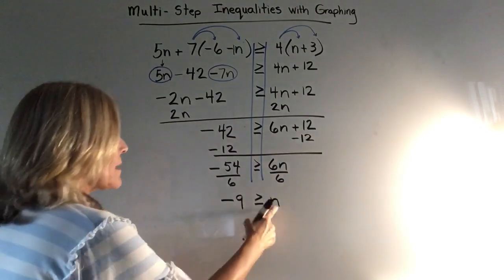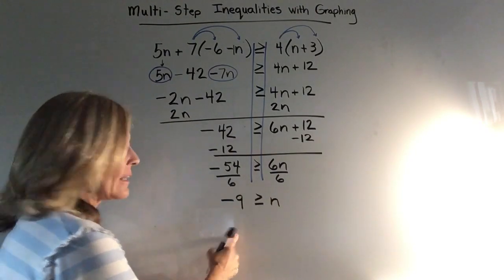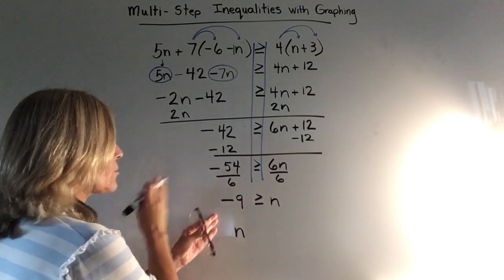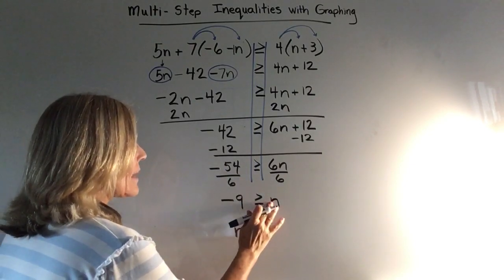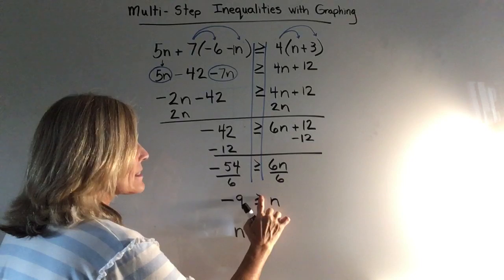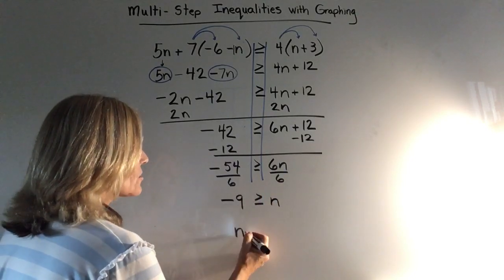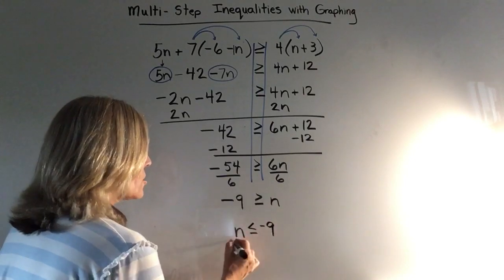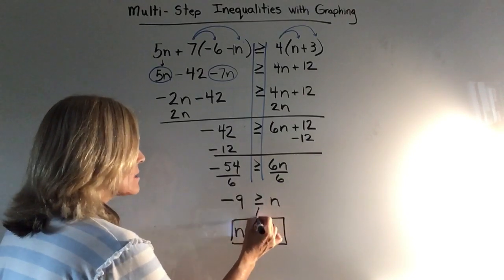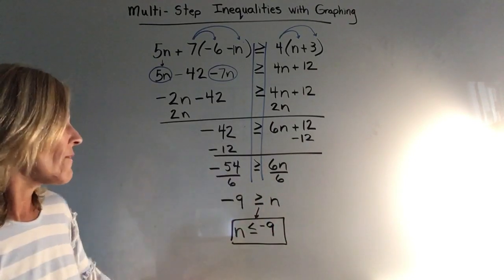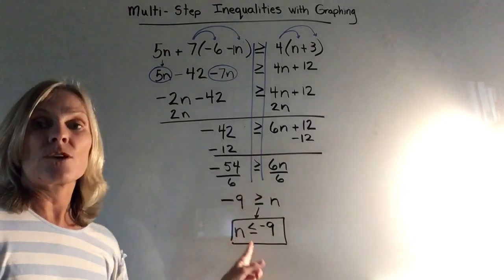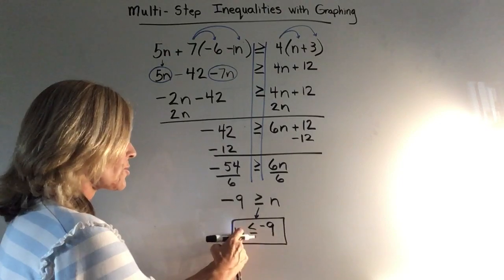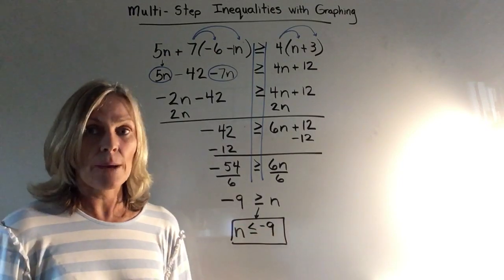All right, now I want the n on this side, so I have to flip everything around, and that means I have to read it the other way. So n is less than or equal to negative 9, so I have to write it n is less than or equal to negative 9. So what just happened to the sign? It just flipped. So that's another way you might see it sometimes. So if it's on this side, always just switch it so that your variable is on this side, okay?